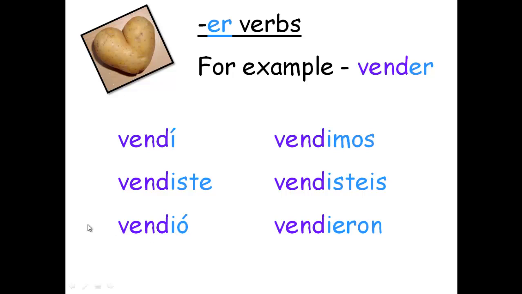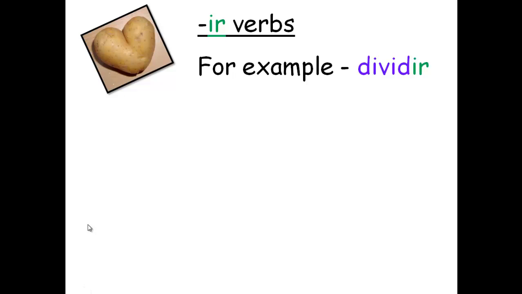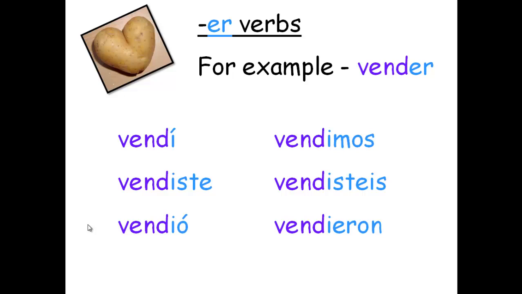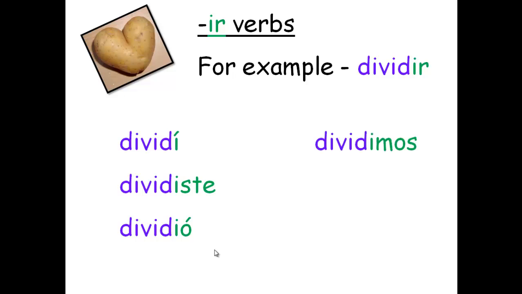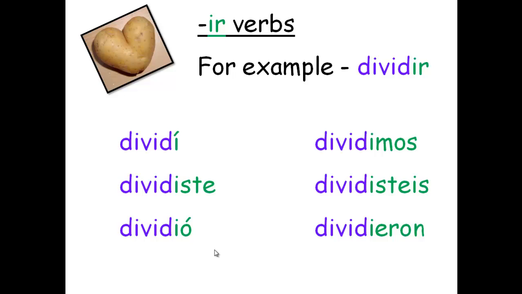Okay? Some good news. IR verbs. So vender means to sell. So that's I sold, you singular sold, he sold, we sold, you plural sold, they sold. So dividir, to divide, goes dividí, dividiste, dividió, dividimos, dividisteis, dividieron. Again, this would be a good slide to print off, or make a note of these endings somewhere.